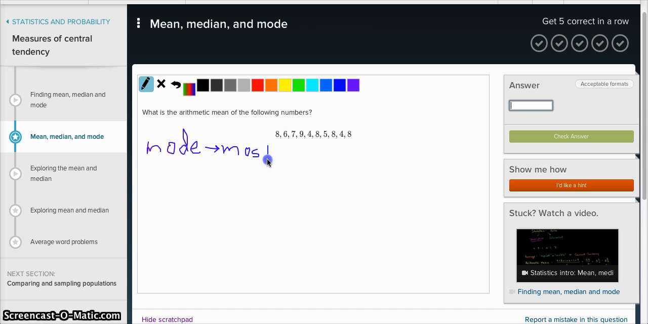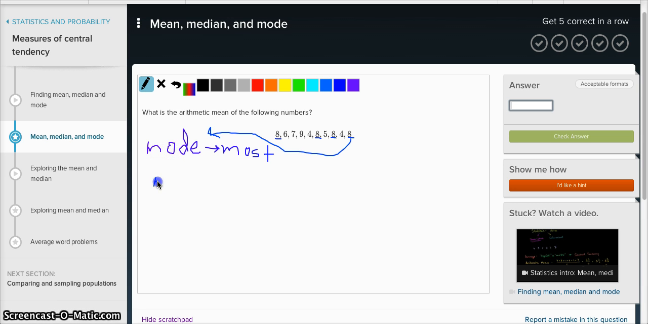So for example, in this one, I see 3 8s, 4 8s, and there's not 4 of any other number. So 8 I see the most, so 8 is the mode. Cool. So 8 is the mode.